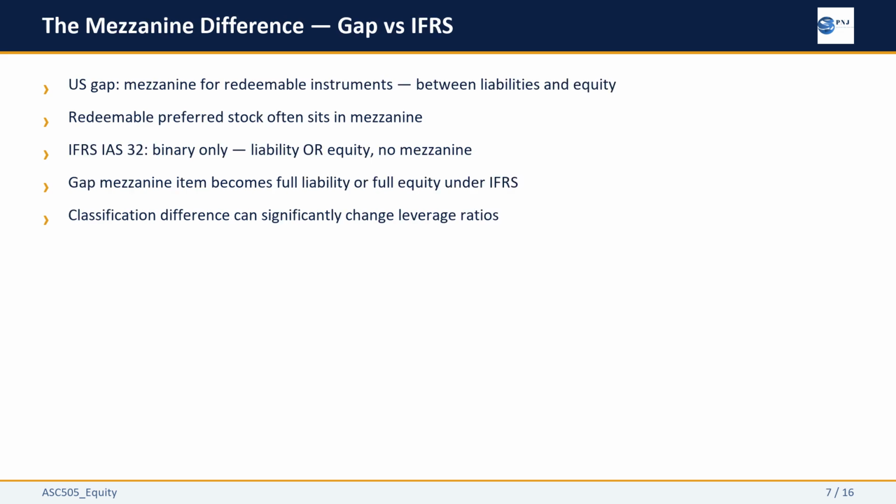The biggest structural difference between GAAP and IFRS equity is the mezzanine. Under SEC guidance for US GAAP, instruments that are redeemable, such as preferred stock that must be or can be redeemed at the holder's option, are presented in a separate mezzanine section between total liabilities and permanent equity. IFRS under IAS 32 has no mezzanine category. Classification is binary. An instrument is either a financial liability or equity. What GAAP presents in mezzanine will generally be a full liability under IFRS, which can significantly change reported leverage ratios.